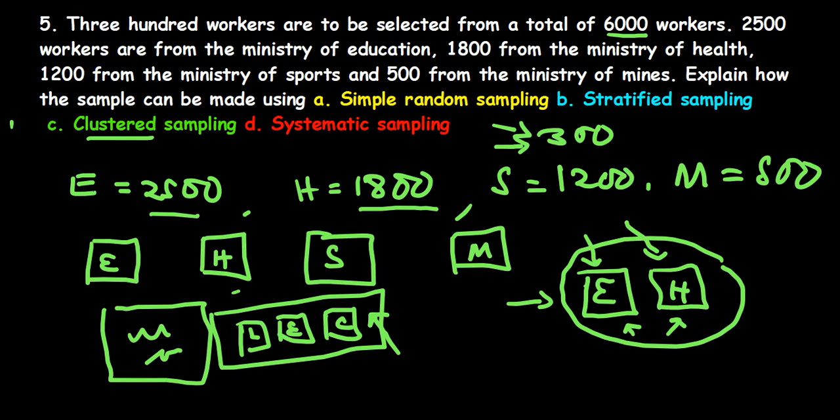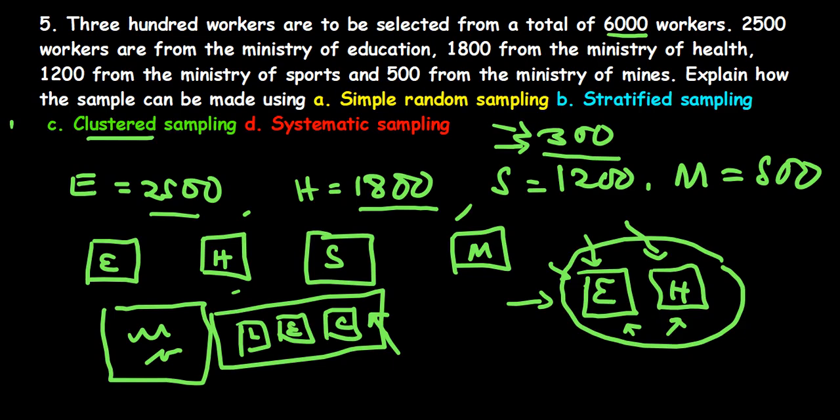One of the disadvantages of the clustered method is that it may introduce bias if the clusters are not representative of the entire population. Imagine in your random sampling you just decide to pick the Ministry of Health. It means all the workers you pick will be from the Ministry of Health, and that is not representative of the entire population. Alright, so that's clustered sampling for you.